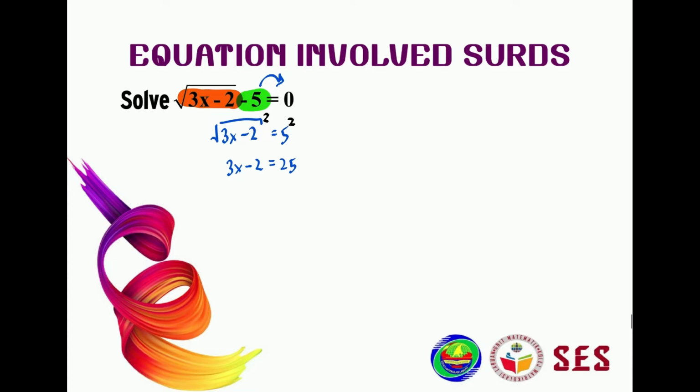See, this is just a linear equation now. Move minus 2 to the right side. So you have 3x equals 27. And lastly, you have x equals 9.